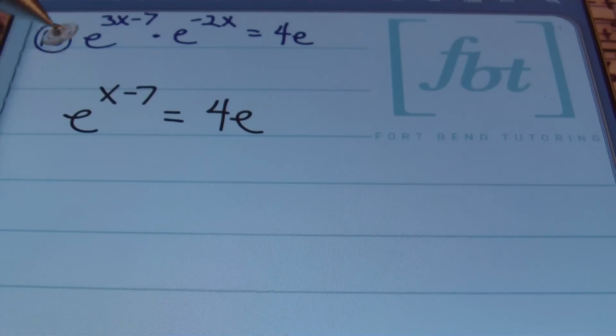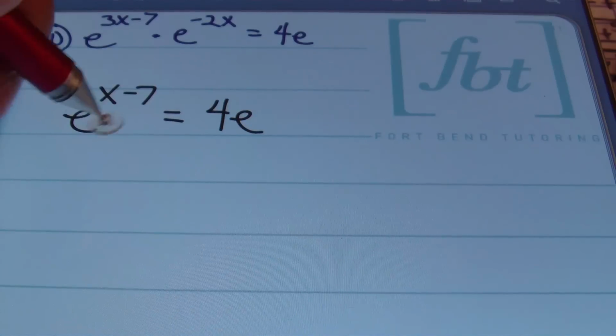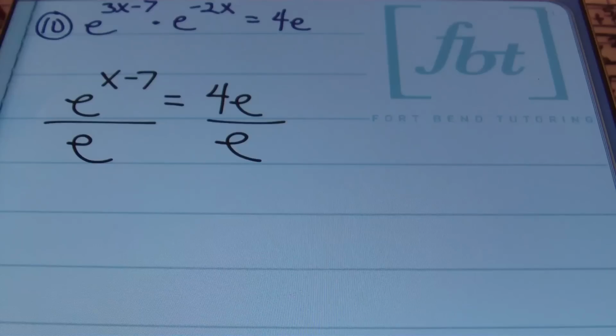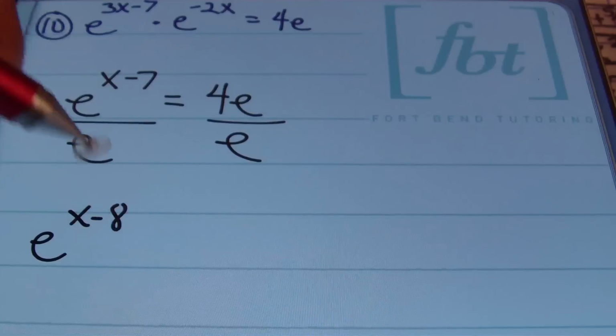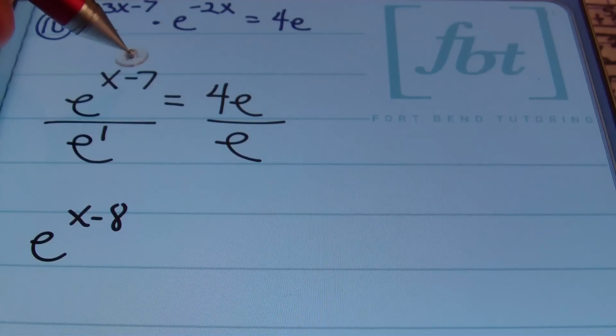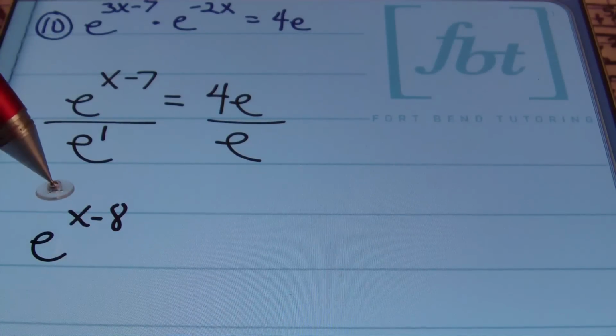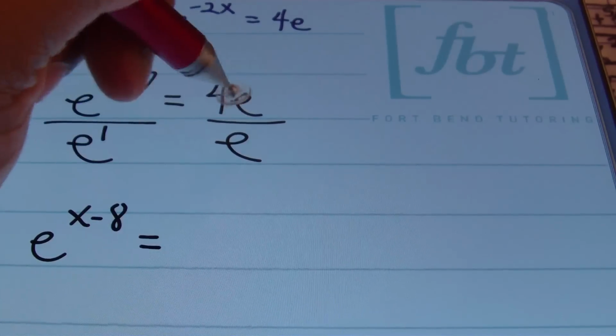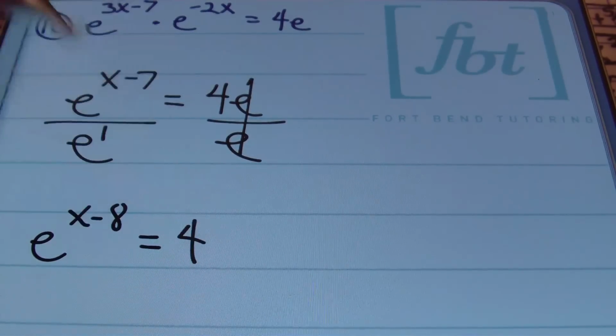At this point, because e is a constant and not a variable, I can divide an e from each side of the equal sign. So what I'll show is that by dividing both sides by e, I can simplify this by rewriting this as e to the x minus 8. Remember that dividing like bases, you subtract the exponents, and this was e to the first power. So when I combined e to the x minus 7 minus 1, you end up with e to the x minus 8 here. On the right side of the equal sign, however, my e's will just cancel out and leave me with the number 4.